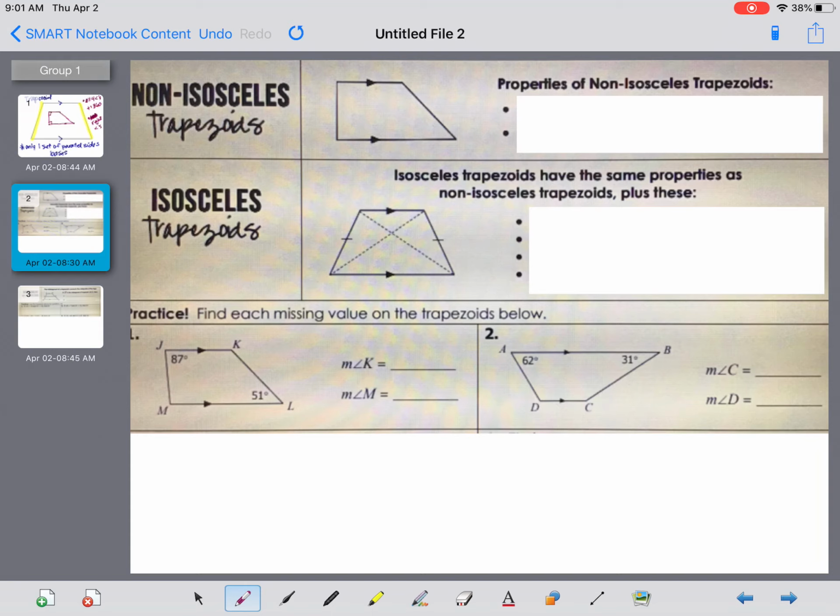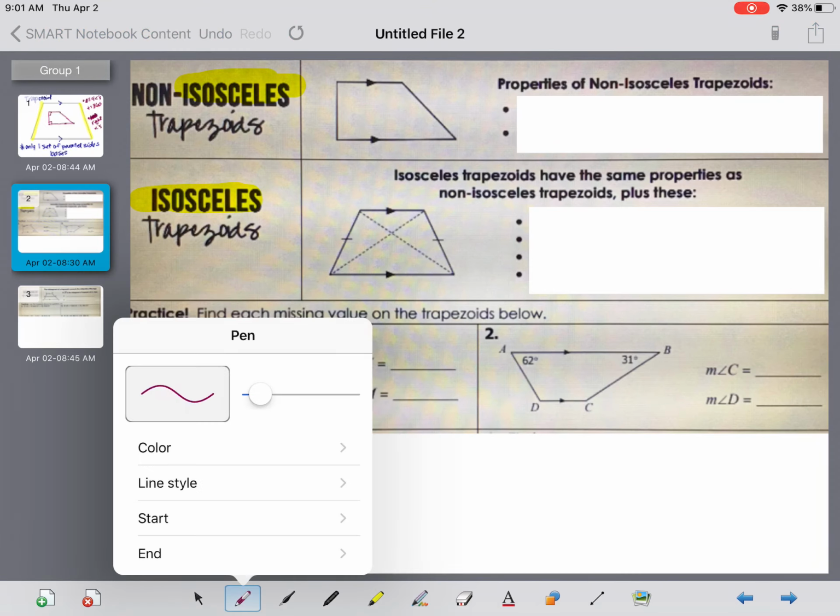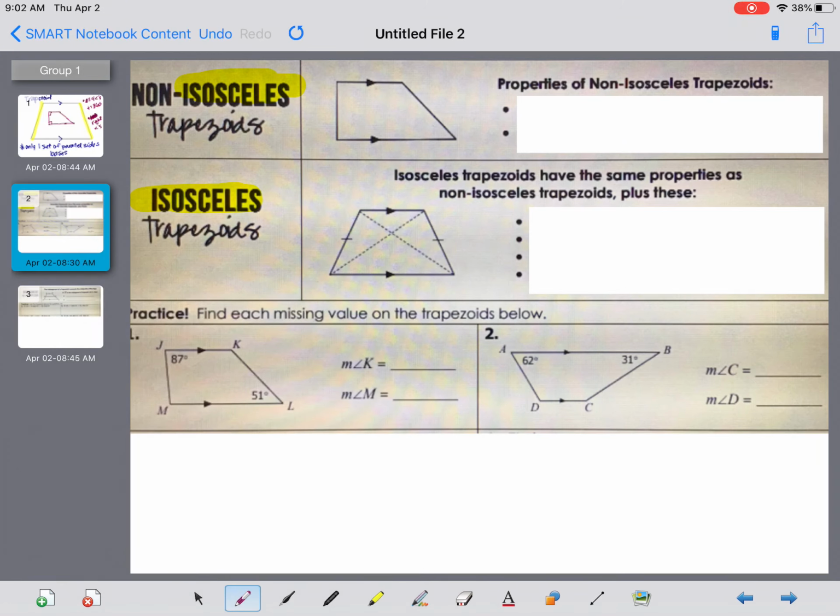Now let's take a look at some notes, okay? There are two types of trapezoids that we'll look at, a non-isosceles trapezoid and an isosceles trapezoid. Now, that word isosceles is a vocabulary word that we've used before. And remember, the word isosceles means two equal sides. A non-isosceles trapezoid has no equal sides.